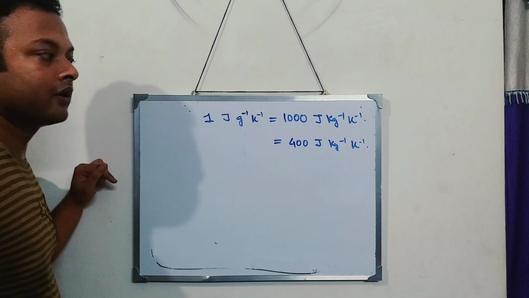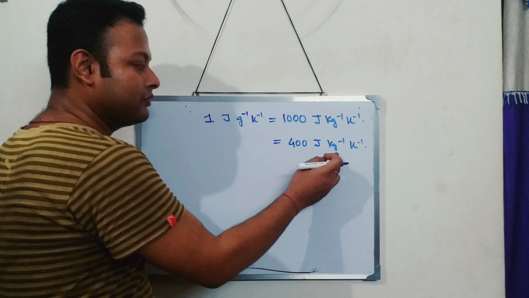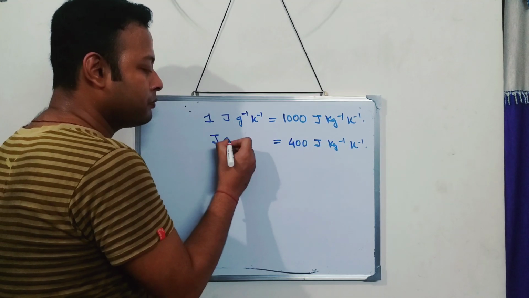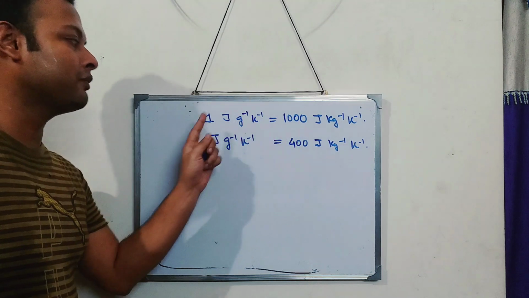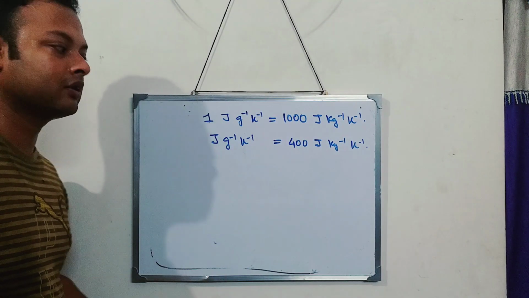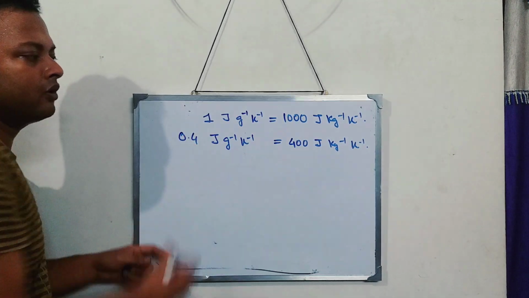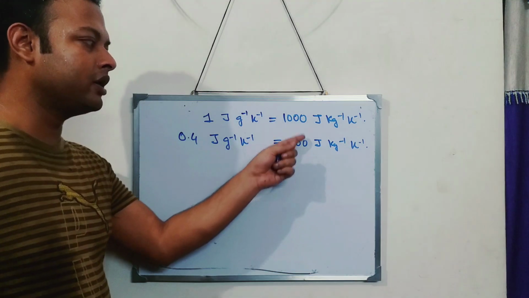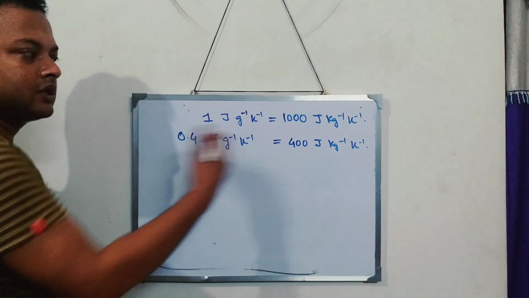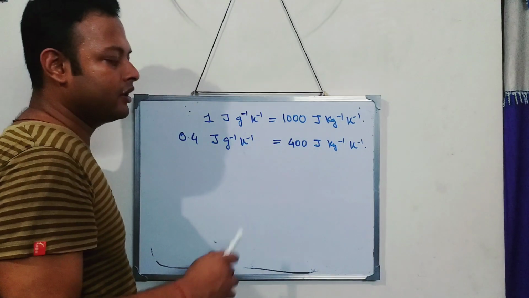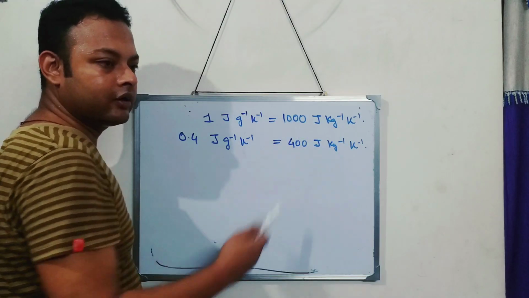For copper, if I want to convert the same thing in terms of joule per gram per Kelvin, what do I have to do? 1000 becomes 1, so 400 becomes 0.4. You have to divide 400 by 1000 because the value is decreasing.